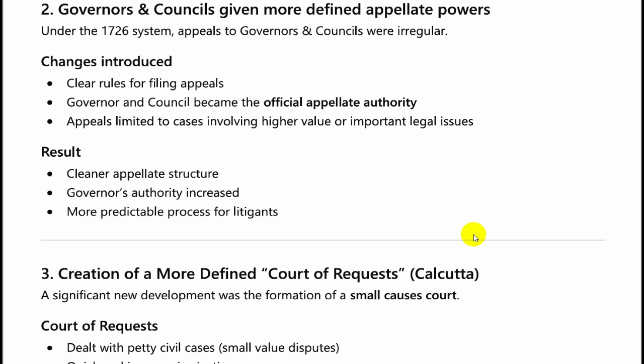Now this resulted in a very clear appellate structure. The governor's authority increased, and litigants could now know what the predictable process of the court was.